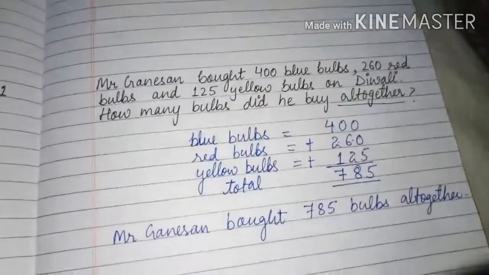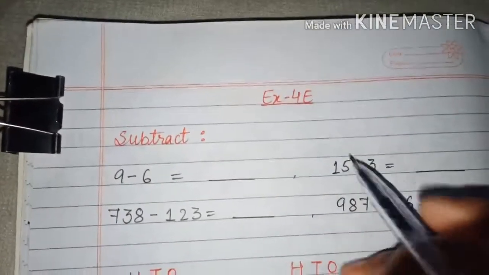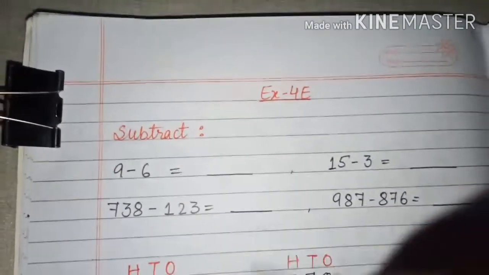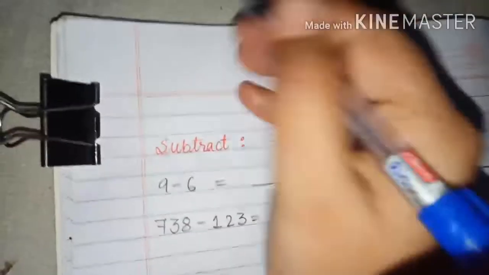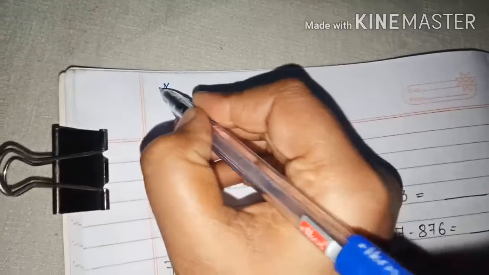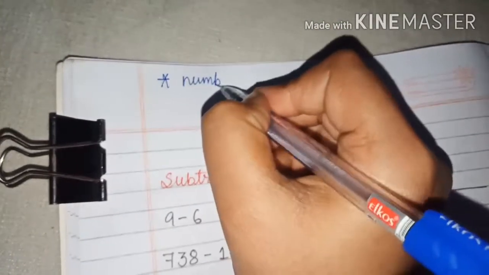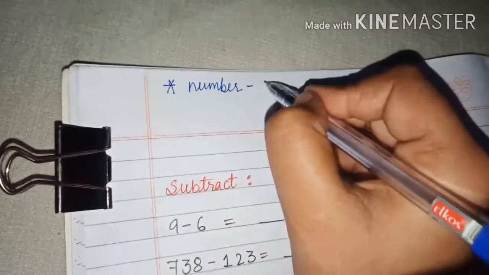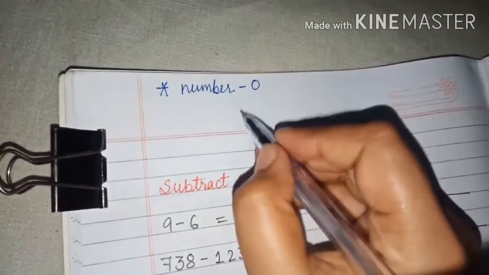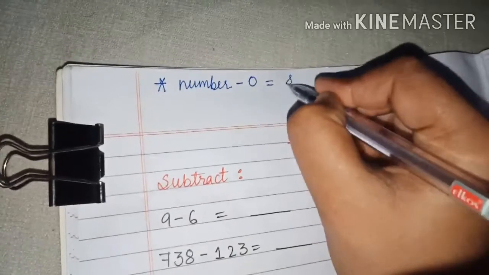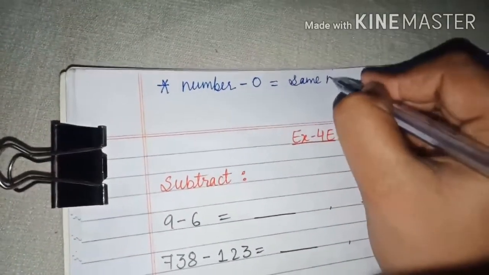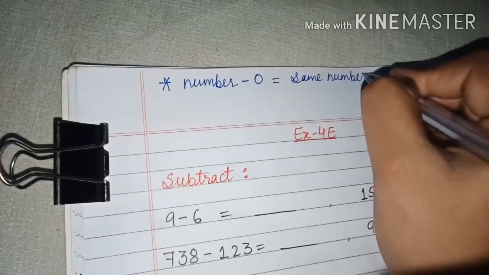785. Clear? Now from exercise 4E we have subtraction questions. So before going to the questions, I am going to explain to you 2 points related to subtraction. If you are subtracting 0 from any number, what will you get? You will get the same number as the result.